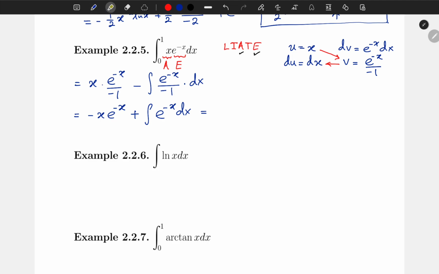Now, we were given a complicated integral initially. Now it became much easier to evaluate. And you have to keep in mind, initially it was a definite integral. So we have to evaluate at 0 and 1.